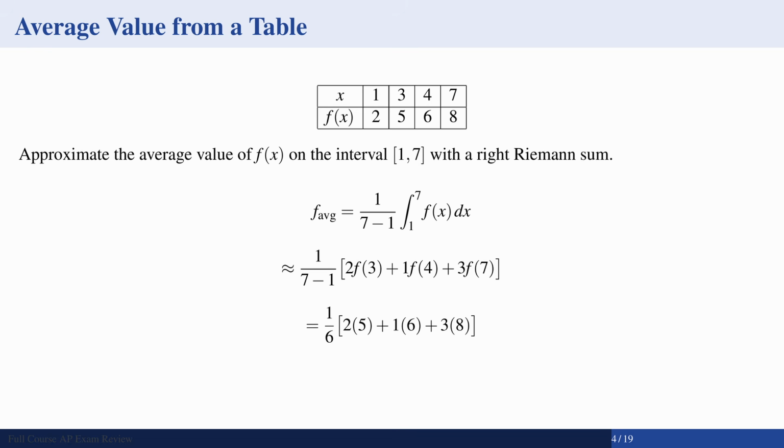Then in the next step, I actually sub in values. So I put 1/6, the quantity, 2 times 5, plus 1 times 6, plus 3 times 8. That's where you can totally stop on the AP exam on a free response. I'm going to go one step further and say that that's 40 over 6, or approximately 6.667, 3 decimal places. But you should have stopped on the previous step.